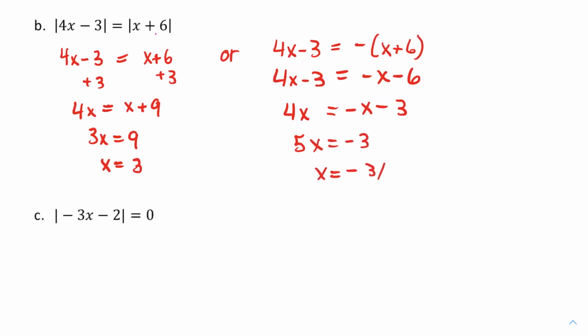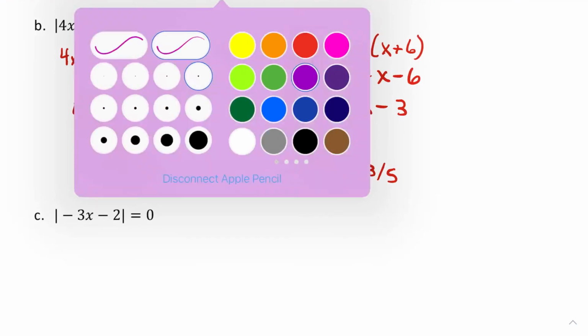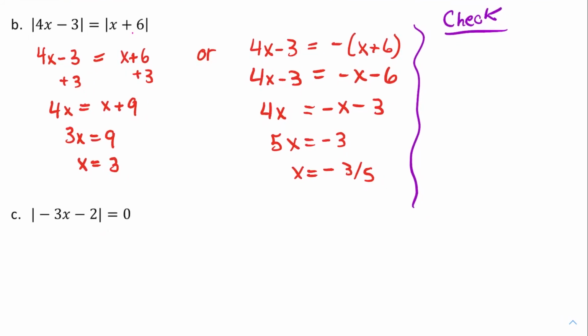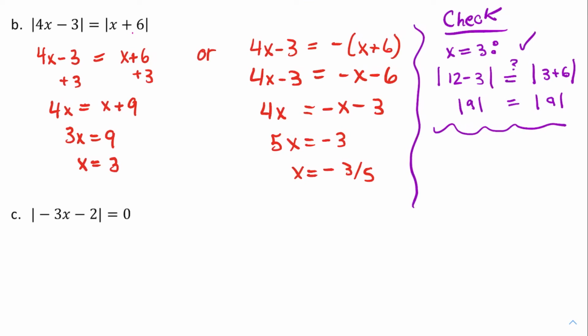We do need to check both of those, so plugging them back into the original one at a time, I'm going to first do 3. Make sure you do plug it back into the original with the absolute value symbols. So that'll give you 4 times 3 is 12 minus 3 inside your absolute value. And that'll be absolute value of 9. Want to know if that's equal to absolute value of 9? Yes, it is. So 3 works.